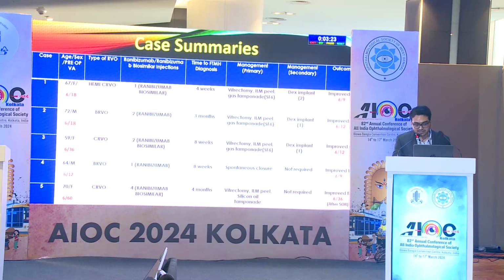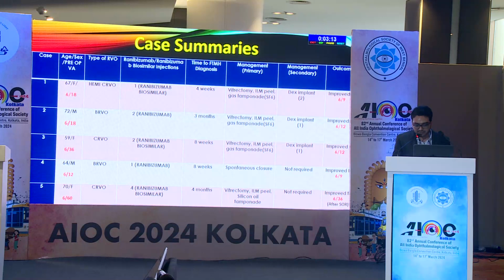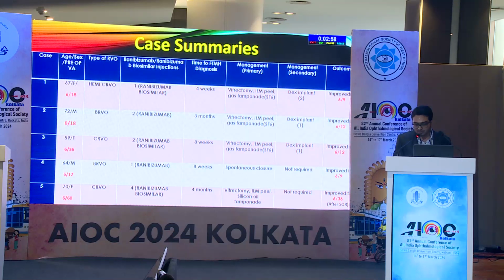These are the case summaries. Case 1 is a 67-year-old female, best corrected visual acuity 6/18, presented with a hemi-CRVO. I injected ranibizumab biosimilar, and after 4 weeks the patient developed a full thickness macular hole. The primary management was vitrectomy, internal limiting membrane peeling, followed by SF6 injection. The hole closed after the primary surgery, but the CME did not resolve. So I implanted one dexamethasone implant, followed by another after 4 months because the CME was not reducing, and ultimately the patient's visual acuity improved to 6/9.